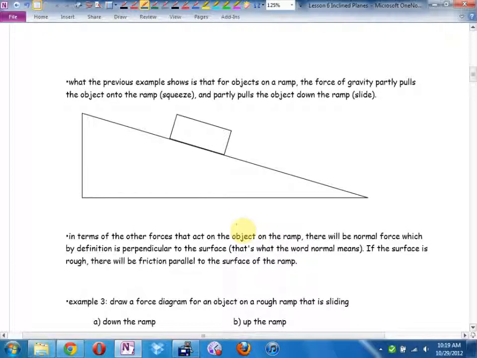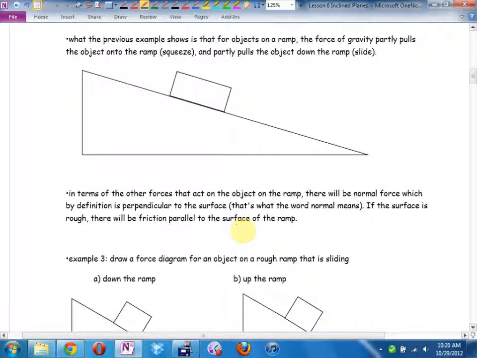What we really are trying to show you here is that for objects on a ramp, gravity is doing two things. It's partly pulling the object into the ramp, creating a normal force, squeezing it on. And it's partly pulling it down the ramp, getting it to slide. Gravity does two things. Gravity has two components. Instead of two things, I can use physics terms now, and we're going to be using components. As soon as there's an incline, we're going to say, okay, components.